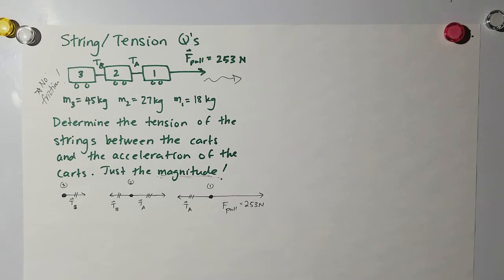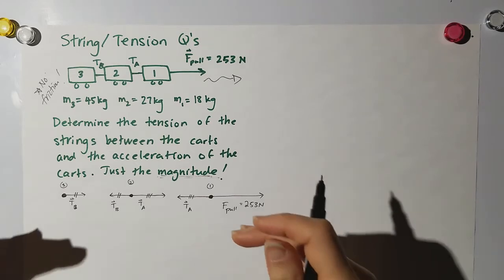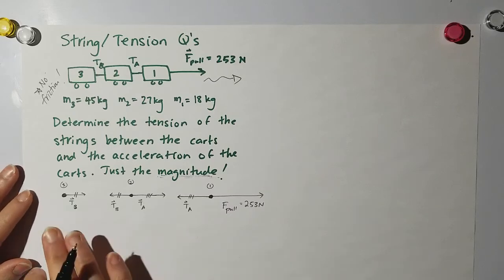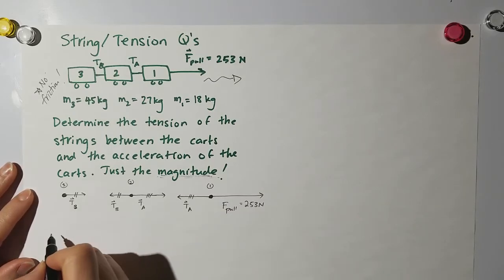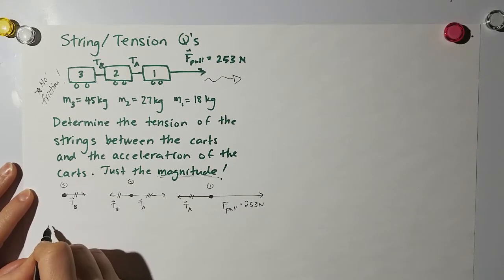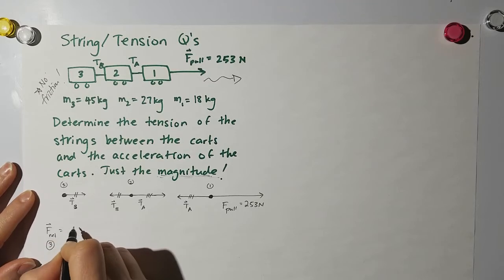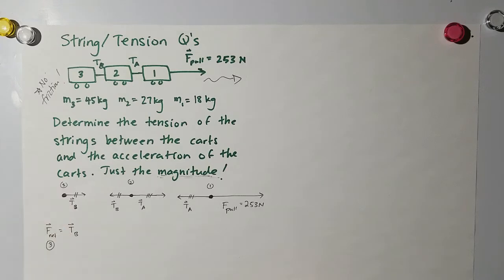All right, so there are 2 ways to solve these questions, but there's one thing that you have to do to get started. So what I'm going to do first before I move on is F net for each one of these carts. Okay, so F net on 3. This is F net for cart 3, so this equals just tension B. There's no other force acting on it.